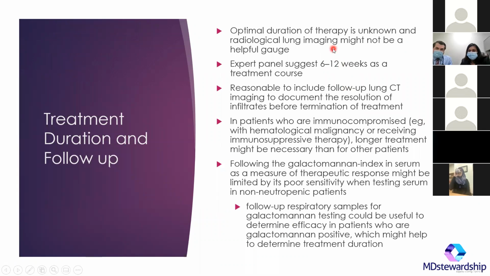The duration of therapy is unknown, but the expert panel suggests 6 to 12 weeks. So you'd be using 6 to 12 weeks for treatment. And the serum galactomannan is helpful, just like procalcitonin. If it's elevated, you could trend it. So as you treat the patient, if it's coming down, it's kind of like a prognostic marker.